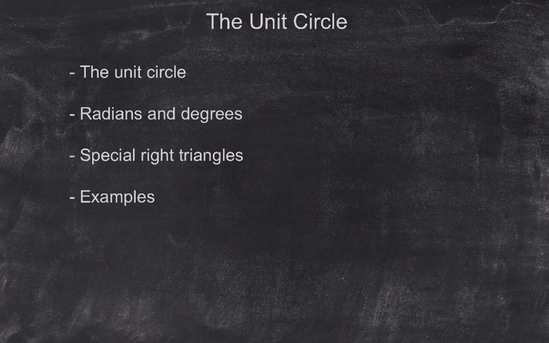This is part 2 of the trig functions videos. We are going to introduce the unit circle, look at the difference between radians and degrees for measuring angles, examine some special cases of right triangles that will help us fill out the x and y coordinates of our unit circle, and then look at some examples of evaluating trig expressions using the unit circle.